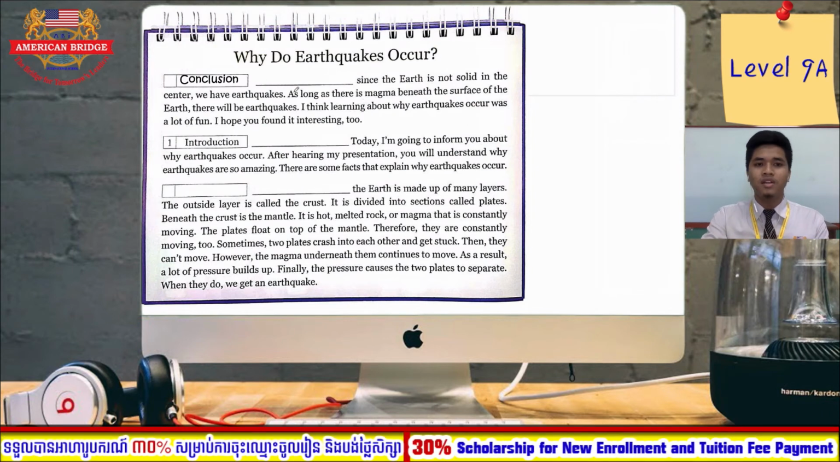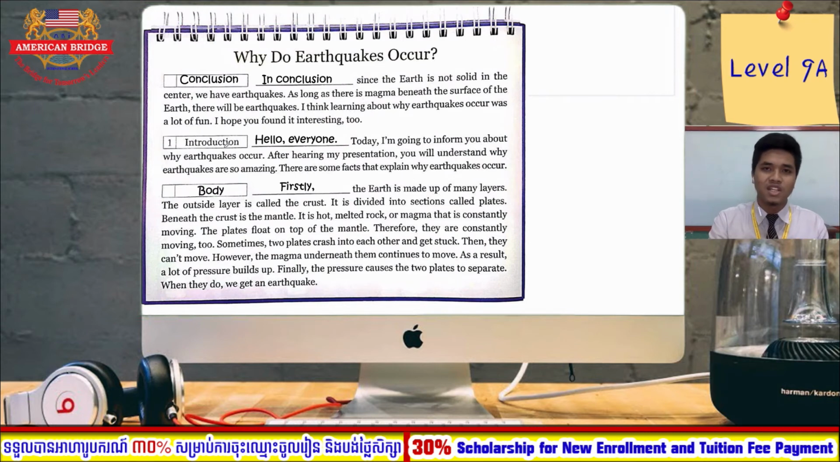So the first one is the conclusion. The words in conclusion should be used here. And in the introduction part, which is this one, the words are hello everyone, which is a simple way for the greetings. Last but not least, the body part, and they start with firstly. So to get a better idea of what the presentation is about, let's read this in the correct order.